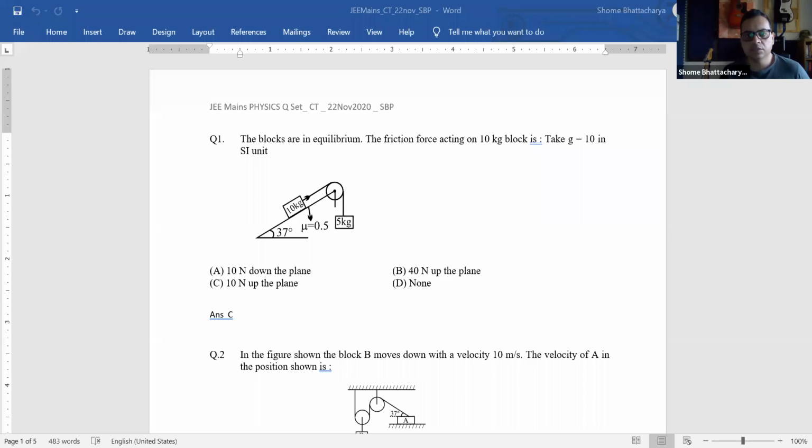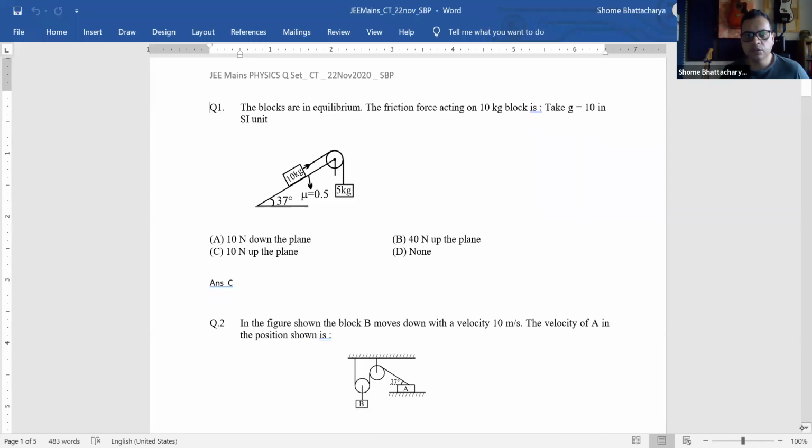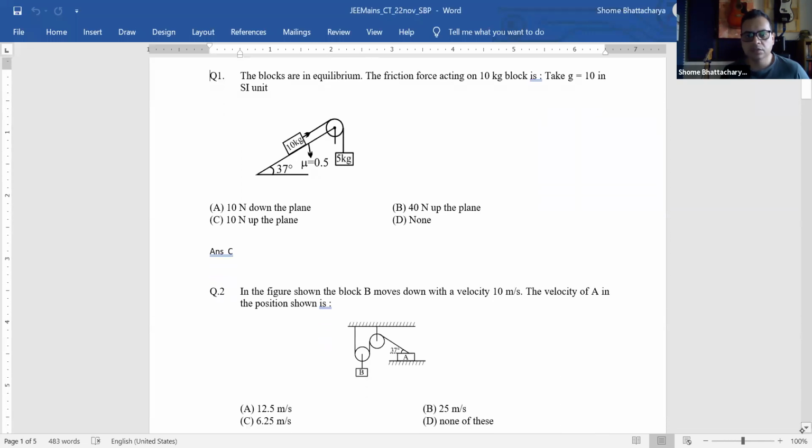The JEE Mains part of the common test. Okay, JEE Mains paper of the common test. Just go through the questions and tell me if there's any doubt in question 1 or 2. If anybody has a doubt in question 1 or 2, just let me know. I will discuss.